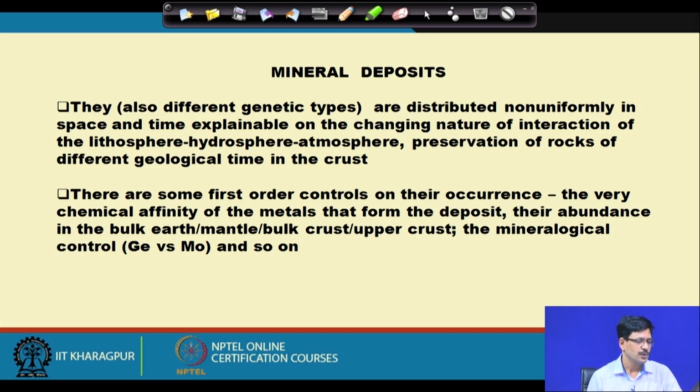And there are some first order controls on their occurrence: the very chemical affinity of the metal, the form of the deposit, their abundance in the bulk earth, mantle, bulk crust, upper crust, and the mineralogical control. This we discussed in the very first introductory course, that the total quantity of the metal that is available to us is essentially controlled by the crustal abundance. What we see present in the crust today or in any ore body, we can always go back and see what is the ultimate source.